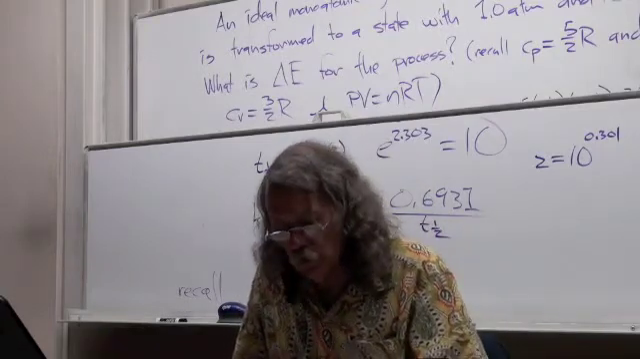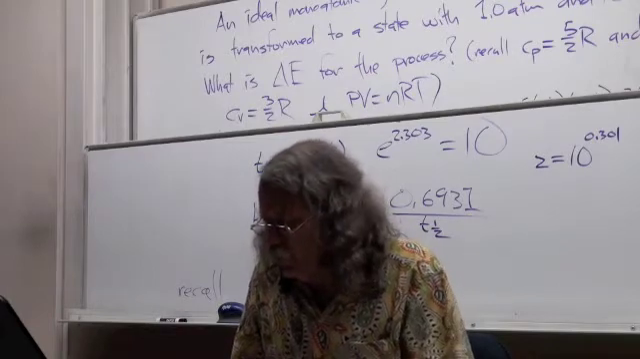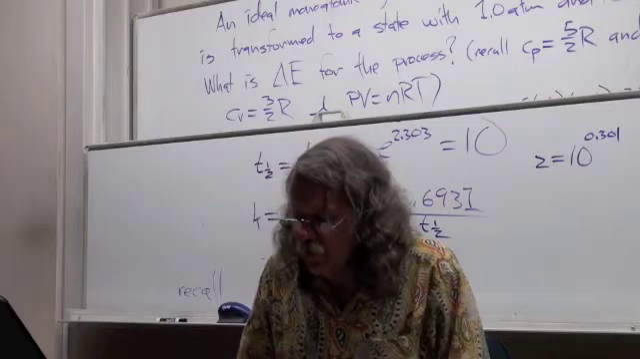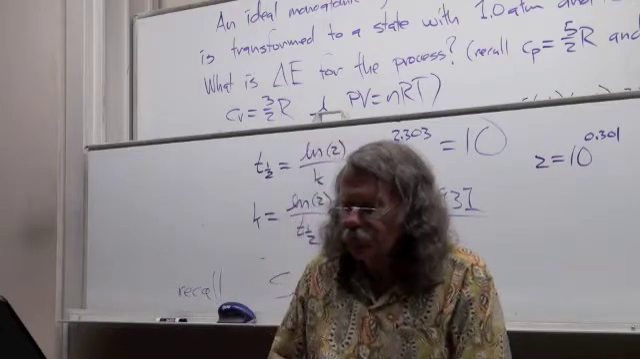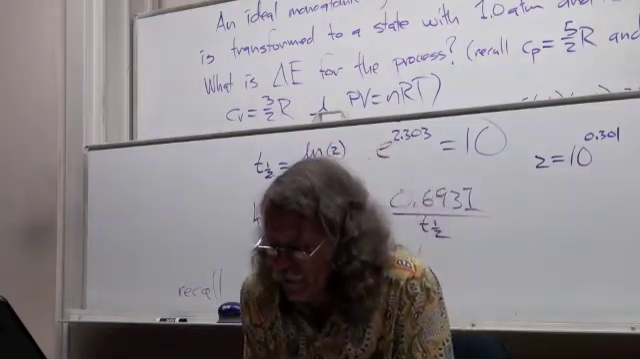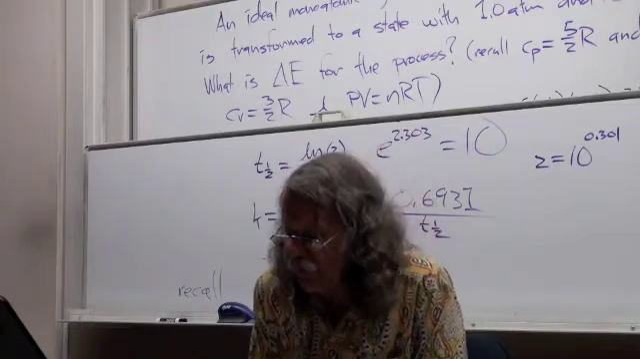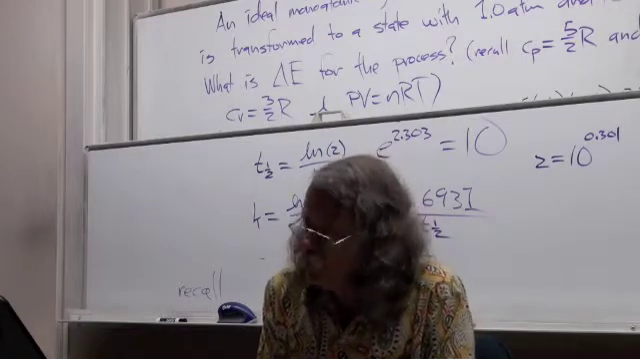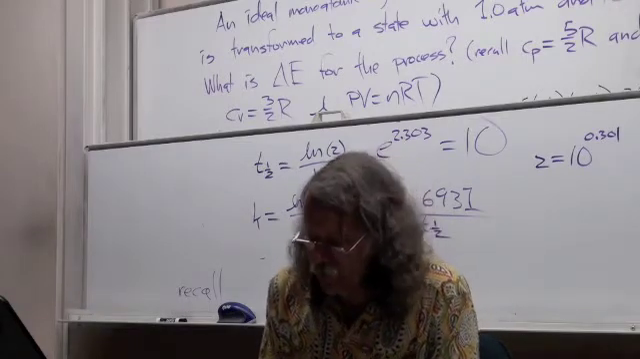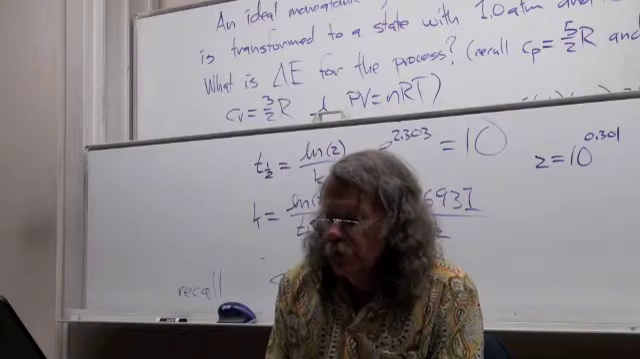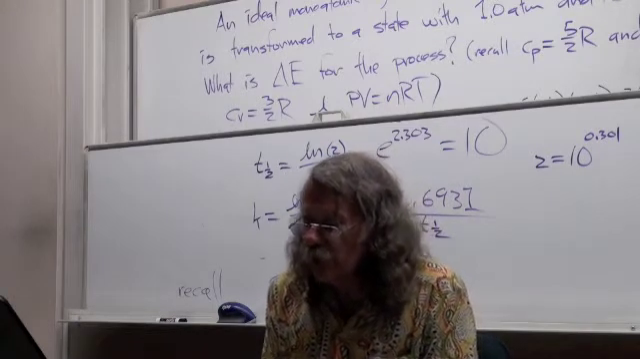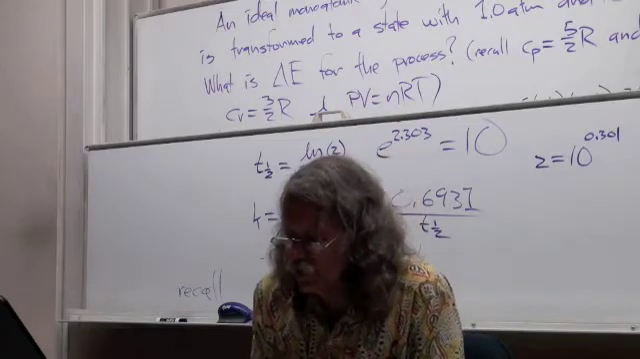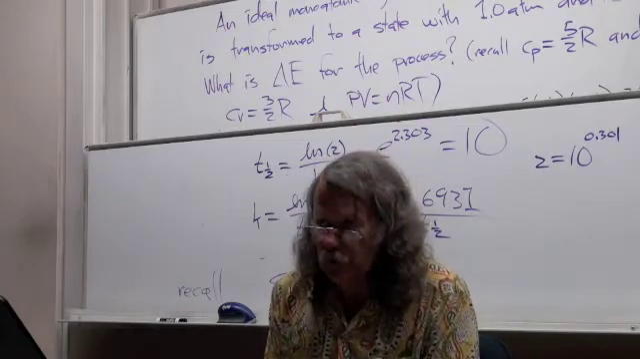Okay, now we're on to number 11. Okay, circle the correct statements. A: For every process, Q is path independent. False. Because Q is not a state function. Okay. B: For every process, W is path independent. Again, false, because work is not a state function.